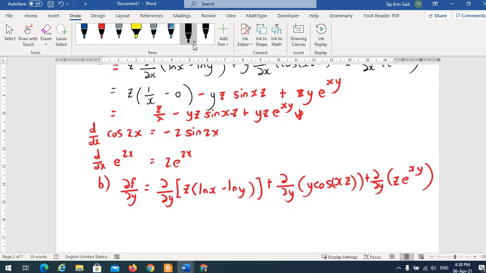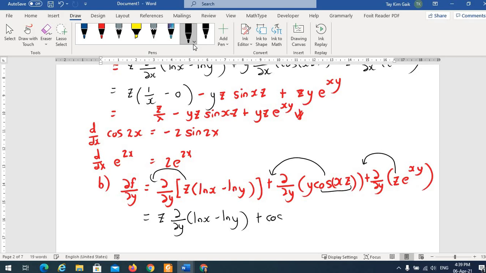So when you take ∂/∂y, x and z are constant. So z here can be factored out, and cos(xz) is a constant, so it can be factored out. Then you take ∂/∂y of (ln x − ln y), plus cos(xz), then ∂/∂y of ... plus z, then ∂/∂y of e^(xy).